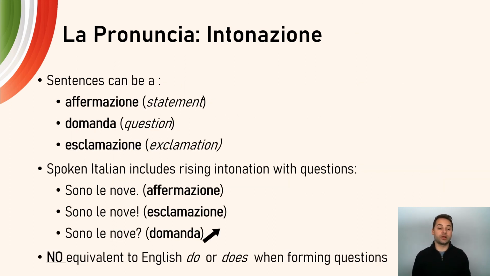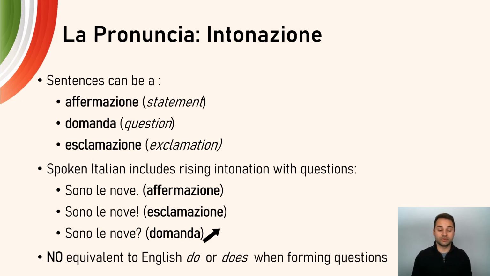For pronunciation overall, when it comes to sentences, it's important for us to take note that there are three kinds of sentences that we could have. We could have a sentence being an affermazione, or a statement, a domanda, or a question, or an esclamazione, which is an exclamation. Each one has its own particular punctuation. Affermazione would obviously end in a period. Domanda would end with a question mark, and esclamazione would end with some sort of exclamation point. Now, the only difference when you're speaking is that there would be a rise in intonation, the way in which you're actually saying that phrase.